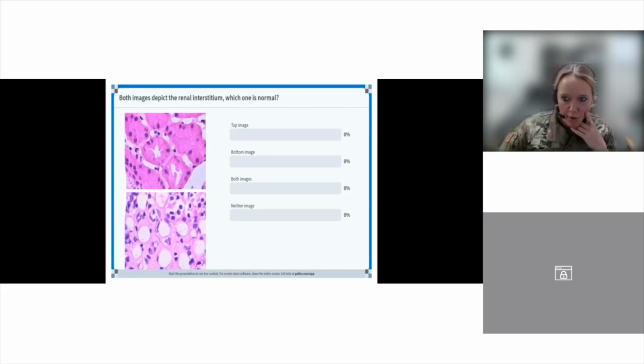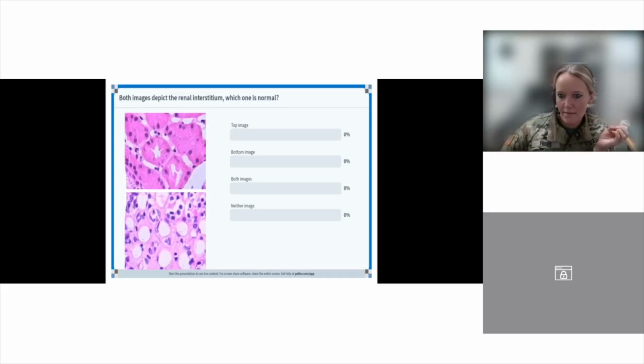These two images here both depict renal interstitium. My question for you would be, which one of these is normal? Top image, bottom image, both images, or neither image? And I already see some answers. I see answers for top image. I see answers for neither image. Okay, great. I see a couple answers chiming in for both images.